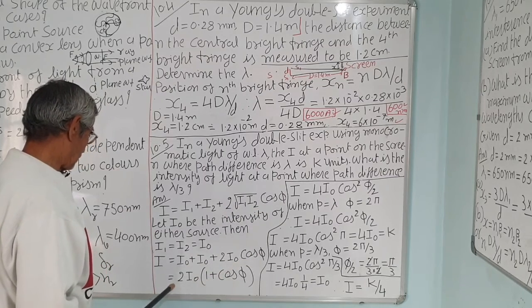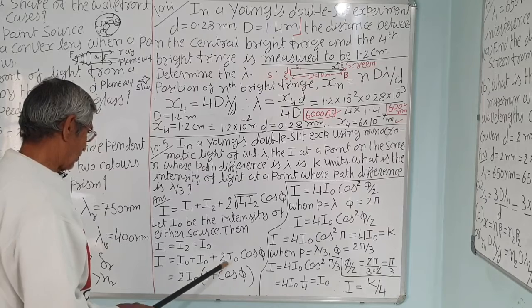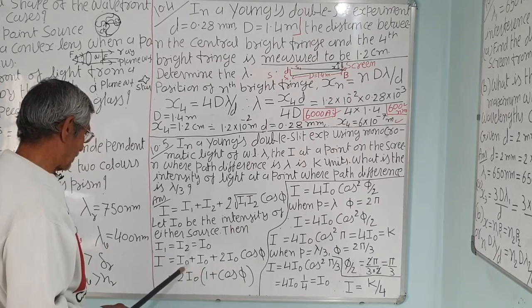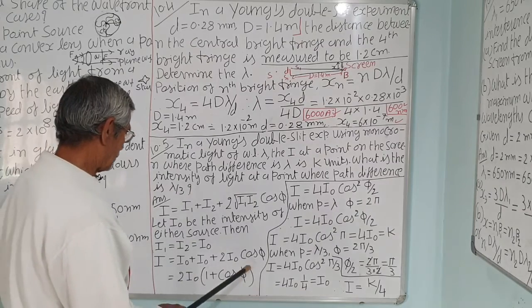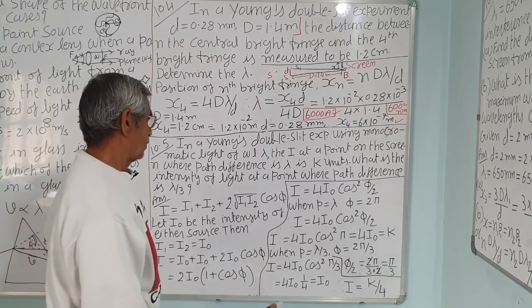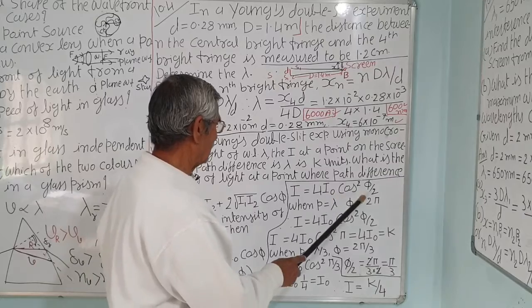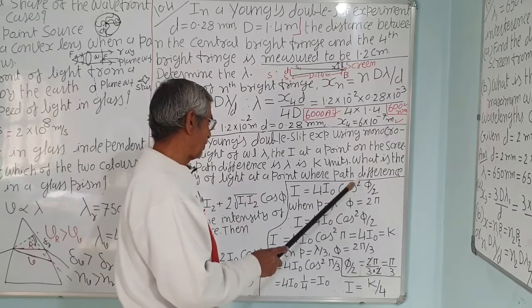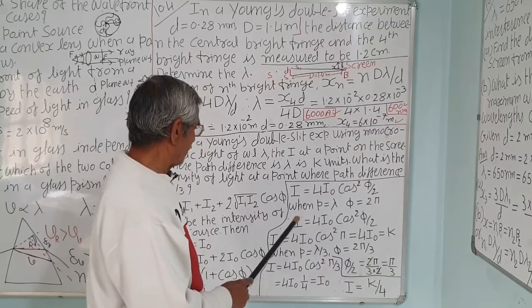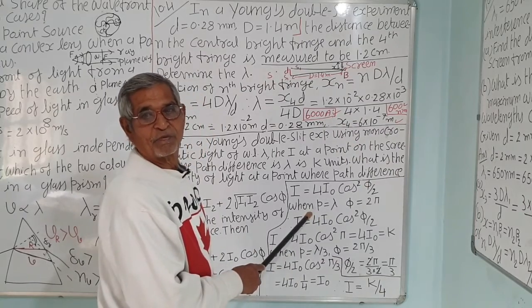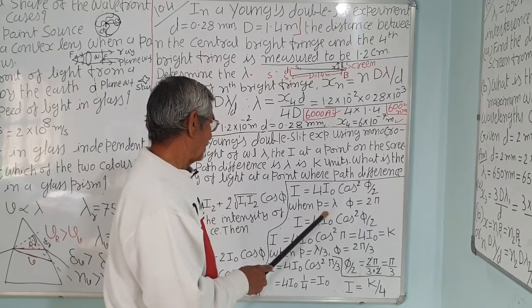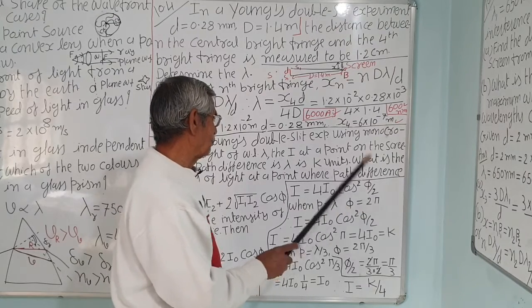Correct? That is 2I0 plus 2I0 cos phi. Taking 2I0 common, in the bracket this will be 1 plus cos phi. 1 plus cos phi is equal to 2 cos square phi by 2. Therefore, I is equal to 4I0 cos square phi by 2. Now, phi is given in terms of distance. Distance lambda is equivalent to the phase difference 2 pi.